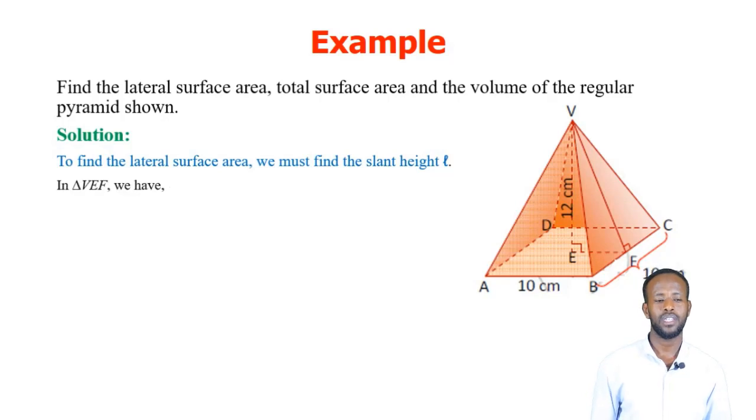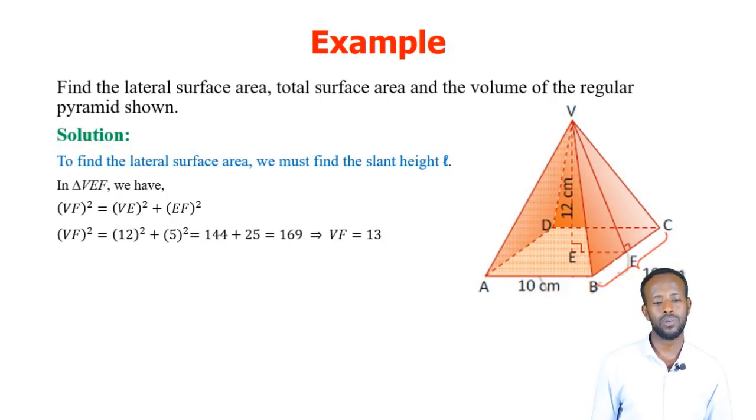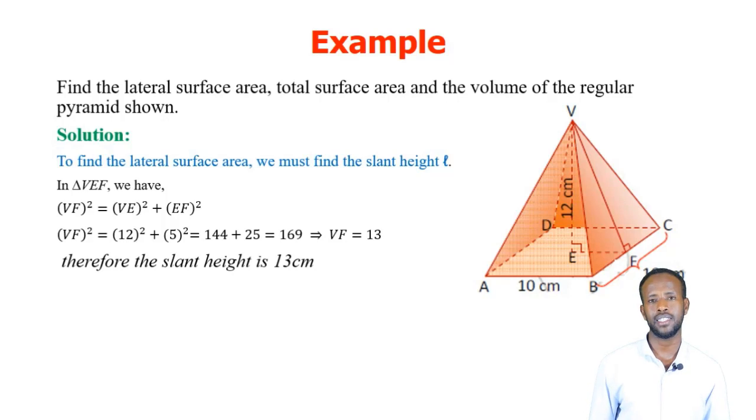So, in triangle VEF, we have that VF square is equal to VE square plus EF square. So VF is the slant height that we want. Now this will be equal to 12 square plus 5 square, which is equal to 144 plus 25, 169. And when we take the root of 169, it will become 13. This is the slant height. Therefore, the slant height is 13 centimeters.